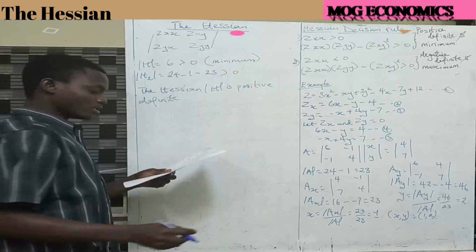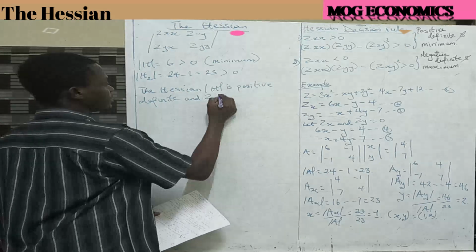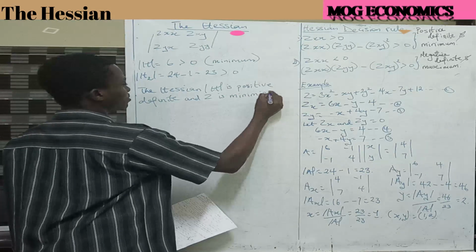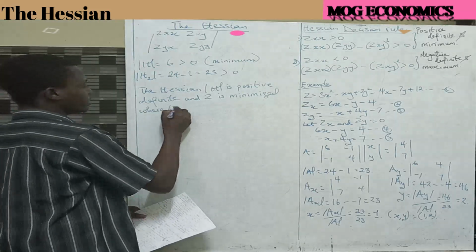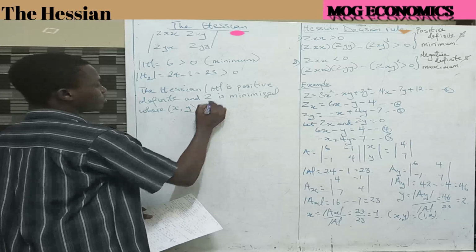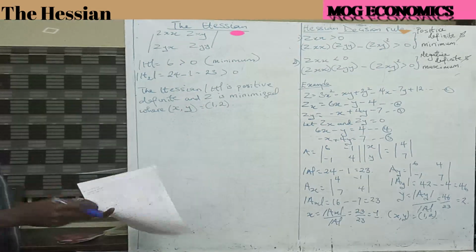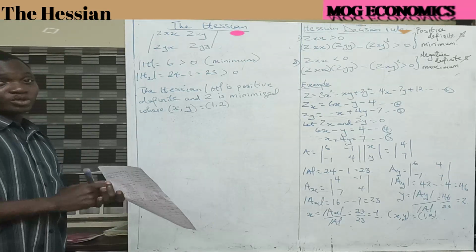It's positive definite, and z is minimized where x, y equals 1, 2. Something like that. It's not a must you frame it this way, but something like that. So you can see, as I said earlier, it's a pretty simple stuff.